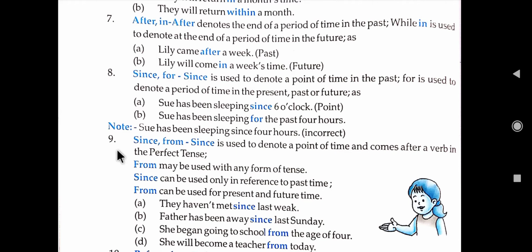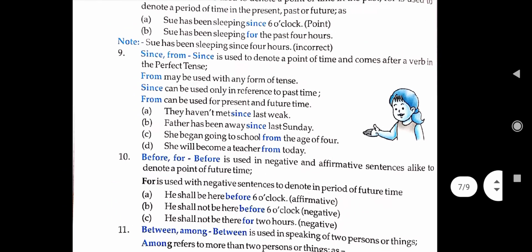Now read the example. Sue has been sleeping since 6 o'clock. She has been sleeping from the past 6 o'clock. Sue has been sleeping for the past few hours. So we have used here again both in the past tenses. No, Sue has been sleeping since 4 hours is incorrect because the specific time is not given. Now move on to next one.